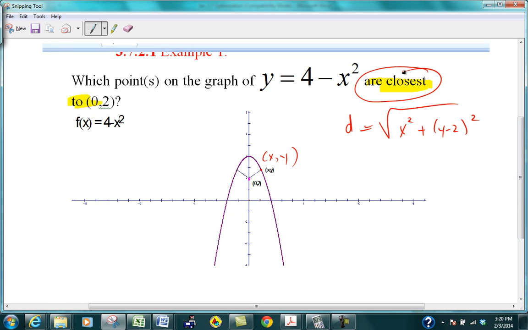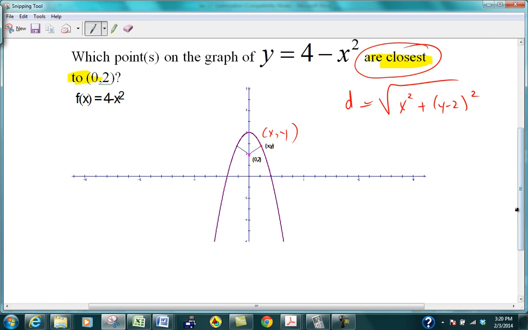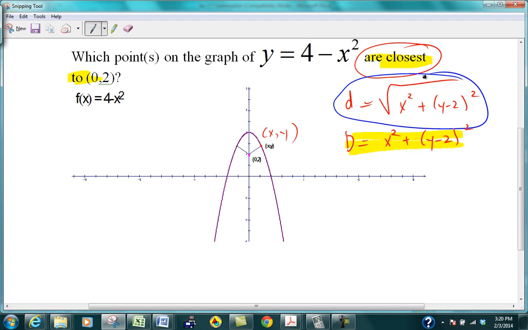Now with the square root sign, things get really ugly in terms of the derivative and so on. So why don't I just do the square of it instead? If I minimize this, I'm guaranteed that the distance is also going to be a minimum. So this is my objective function, and this here is my constraint.